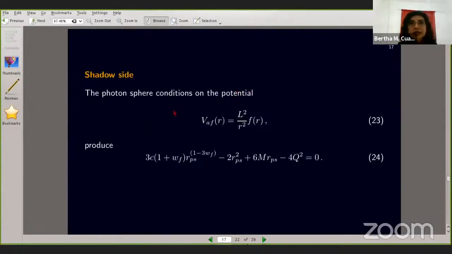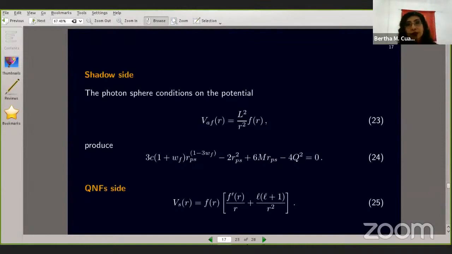And applying the photon sphere conditions to this potential, we arrive at this equation that will give us the photon sphere radius. Now, for the quasi-normal frequency side, we're going to consider a scalar perturbation. And in this scalar perturbation, we again have a Schrödinger-like equation whose potential is given by this equation here. Okay. So now what we are going to do is to obtain the shadow radius, obtaining first this photon sphere radius, and then compare this shadow radius with the one that can be obtained from the quasi-normal frequency.